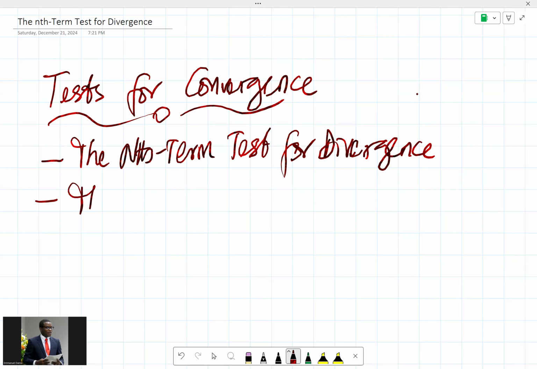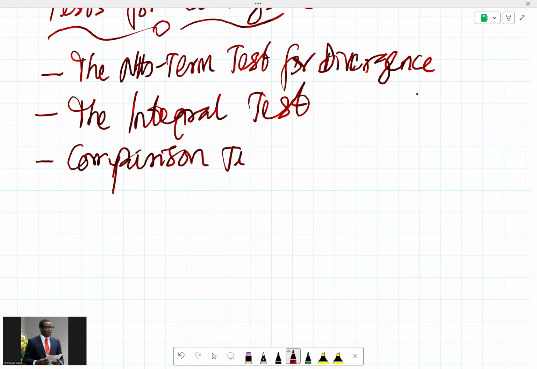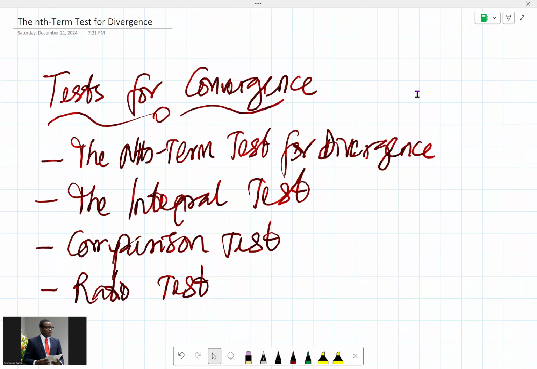The next test will be the integral test, with a whole video dedicated to it. Then we'll look at the comparison test, and lastly the ratio test. All of these are tests for convergence, so I'll take them video by video. In this video, the focus is on the nth-term test for divergence, and we're talking about the divergence or convergence of series.